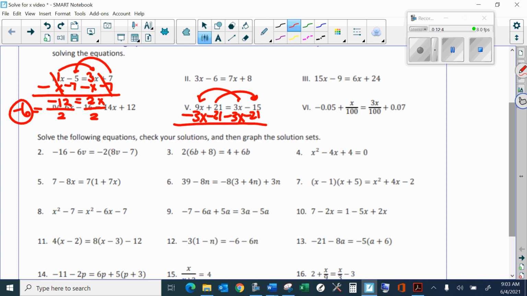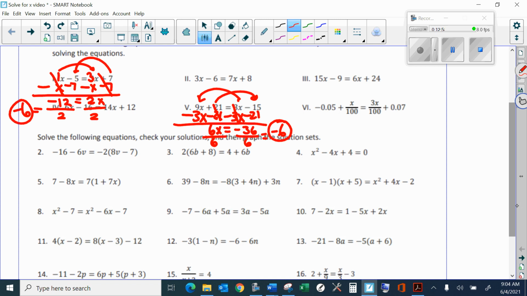9 minus x minus 3x is 6x. And same signs, I add and keep the same sign. Last step, division, and I get negative 6. Okay.